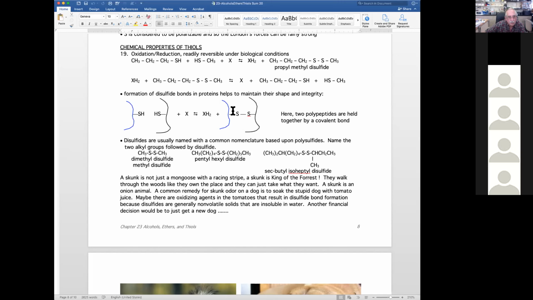So disulfides are usually named with a common nomenclature based upon polysulfides. So this would be methyl disulfide or dimethyl disulfide. Here's 4, 5, so this would be pentyl, this would be hexyl disulfide. So you just use the word disulfide.